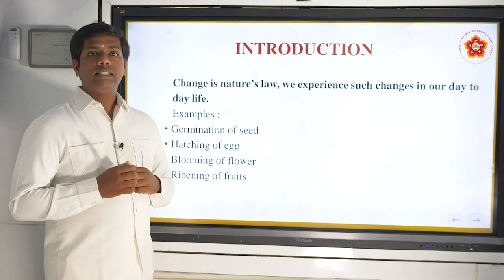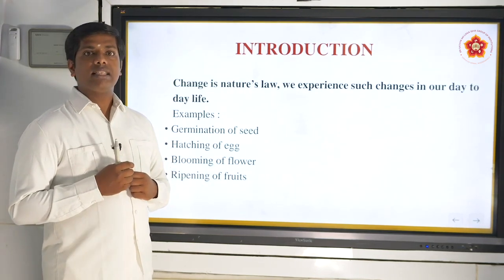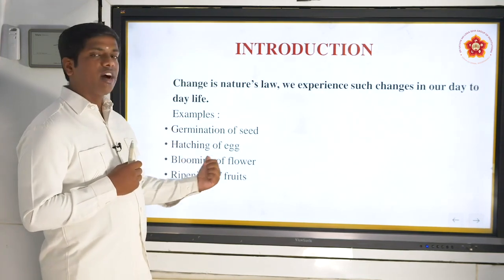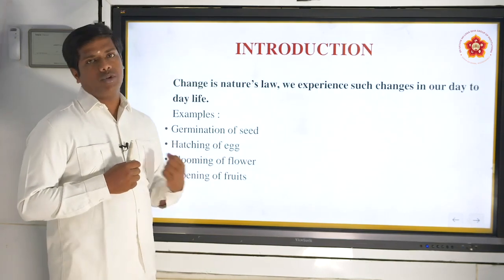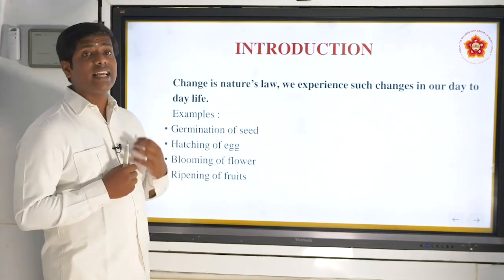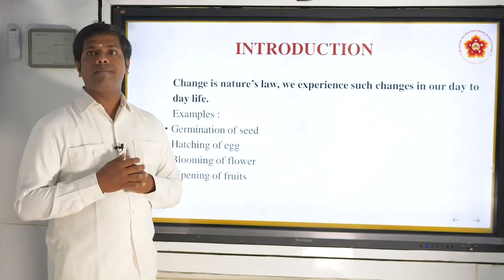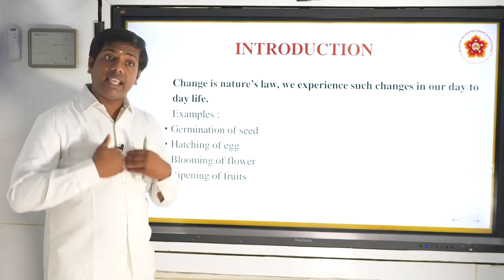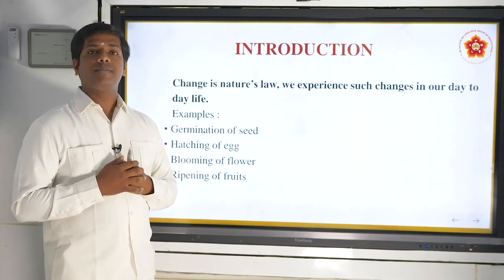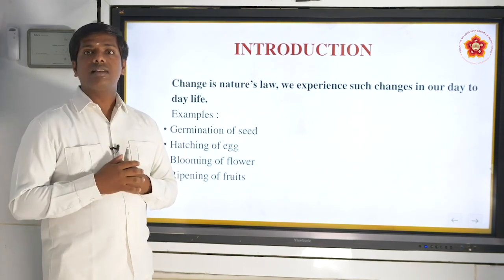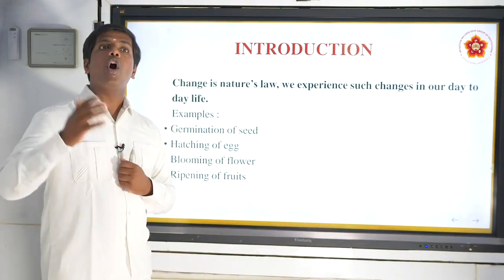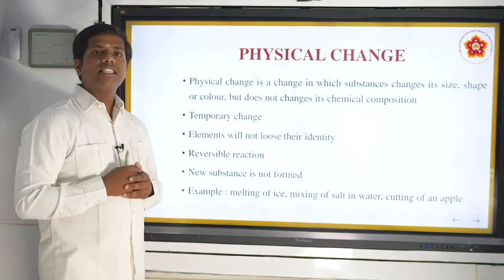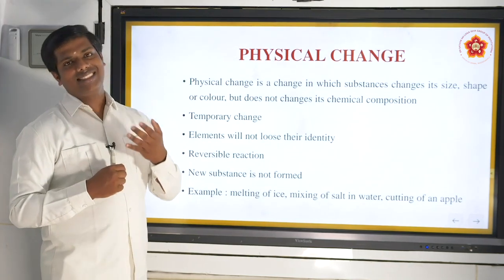Some day-to-day life examples are germination of seed, hatching of egg, blooming of flower and ripening of fruits. These are some of the changes that we are able to see around us in nature. Some of the changes we see within us, inside and outside us. There are some changes we notice when we grow from young to old age. Let us look at physical change in detail.